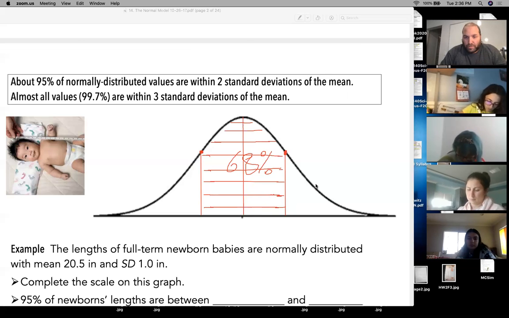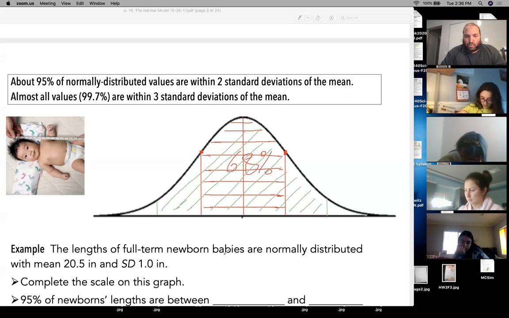Now, if I were to go to 2 deviations left and 2 deviations right, so now I'm including not just the middle 68%, but also a little bit more. It's still not 100%, obviously, because I'm still missing some. But if you had to guess as to how much falls within 2 deviations left to 2 deviations right, someone make a guess. 90.